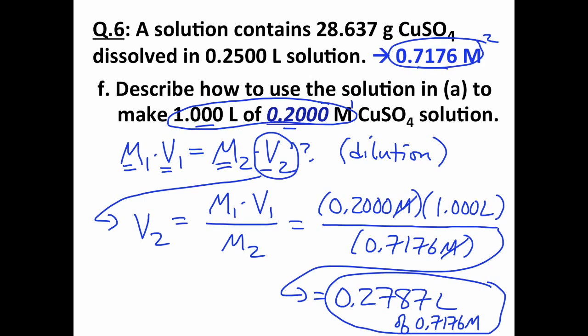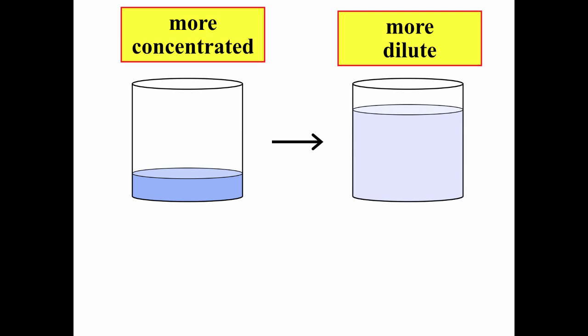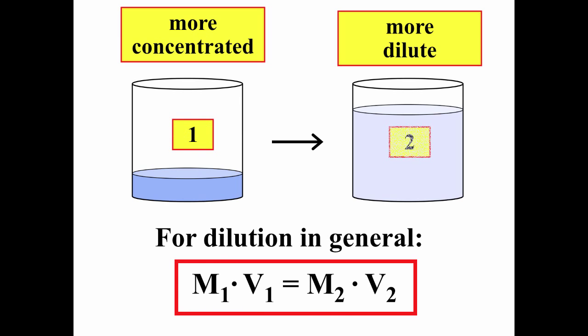So either way we do this, M1V1 equals M2V2, or just rationalizing and calculating on the basis of moles, we get the same answer. So notice, just a reminder, the more concentrated solution can make a more dilute solution by adding water and diluting it. And in general, M1V1 equals M2V2 is the dilution relationship. Not generally applicable, works for dilutions.